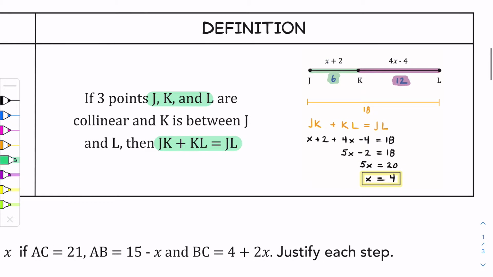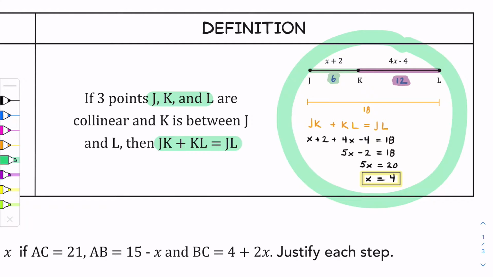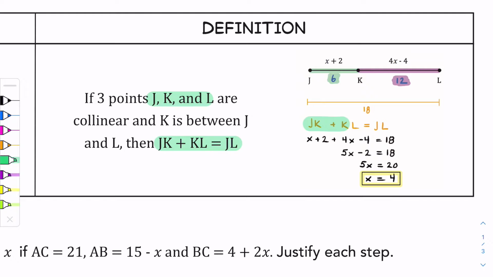And you can see over here that I already solved this problem. So what I did was I wrote out that we are adding JK plus KL is equal to JL. Then I substituted in all of my values. I simplified and I solved. We're going to follow the same process. Now we're going to justify each step using a definition, postulate, theorem, or property of equality, which again is on your vocab sheet.